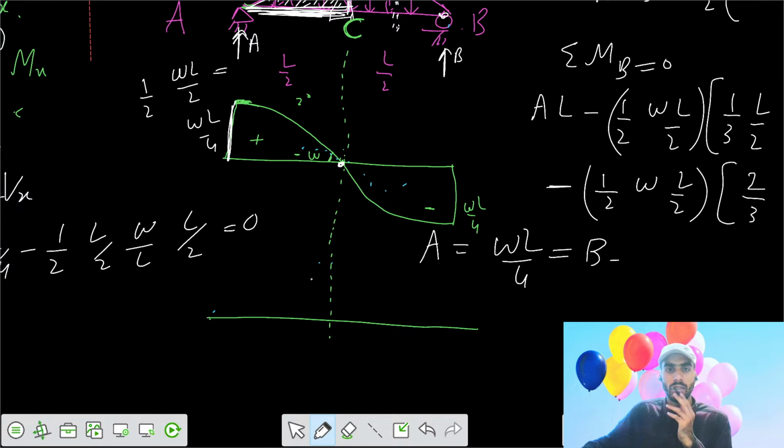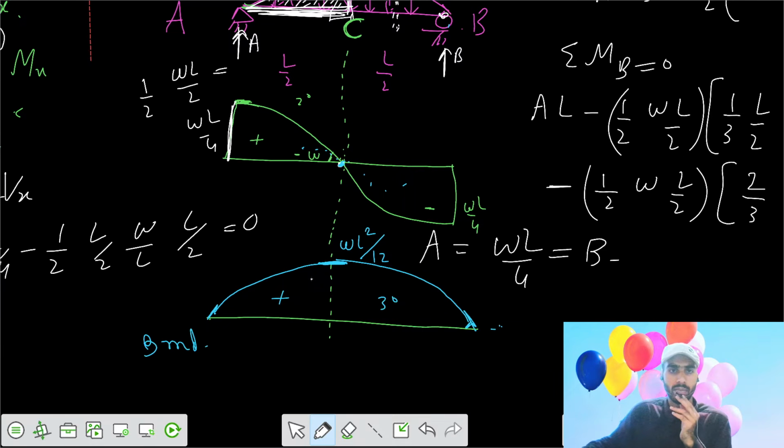Since the shear force here is 0, the slope here has to be 0. So your value of the bending moment diagram is WL squared by 12. Here the shear force is not 0, so your slope is not 0. Slope equals minus the shear force at B. Now we don't write that every time. The diagram would look like this, a cubic variation, a 3-degree curve, positive value, bending moment diagram.